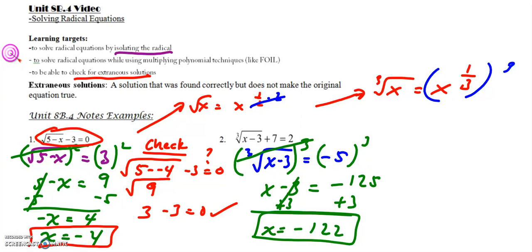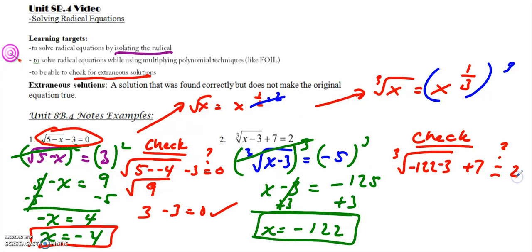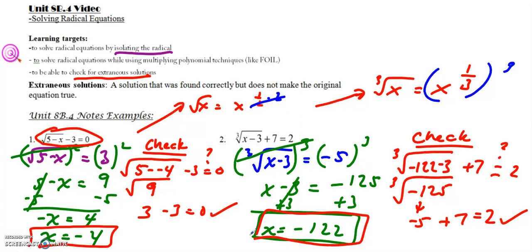Now, just to make sure, I want to check this again. So if I take my negative 122, plug it back into the original, is the cube root of negative 122 minus 3 plus 7, does that equal 2? Well, this ends up becoming the cube root of negative 125. The cube root of negative 125, or what number times itself 3 times gives you negative 125, is negative 5. And is negative 5 plus 7 equal to 2? It indeed is. So this answer, again, did check out.